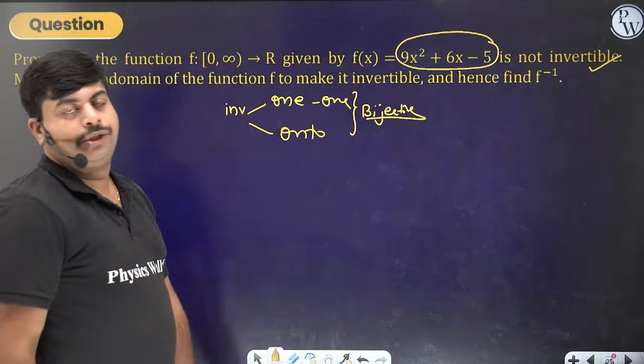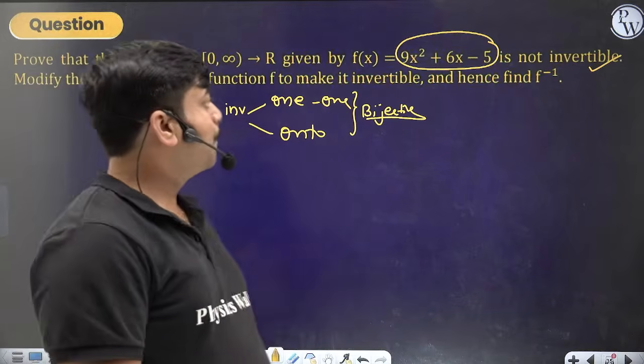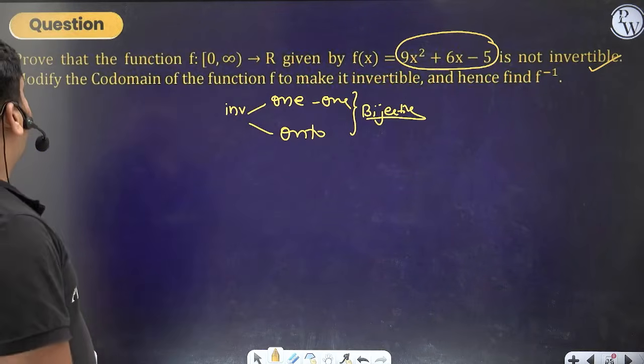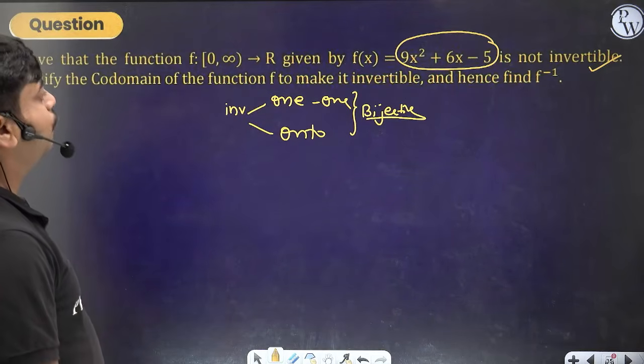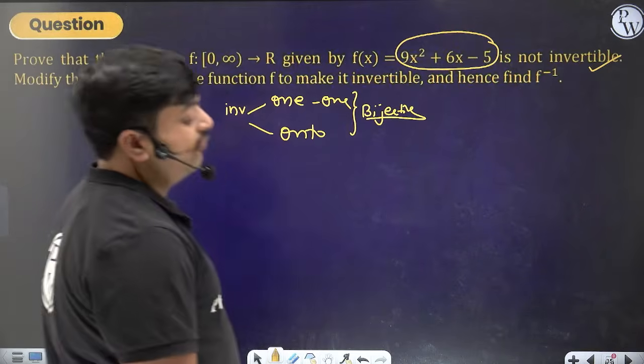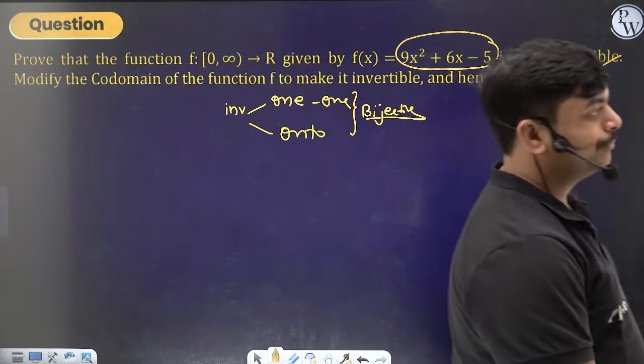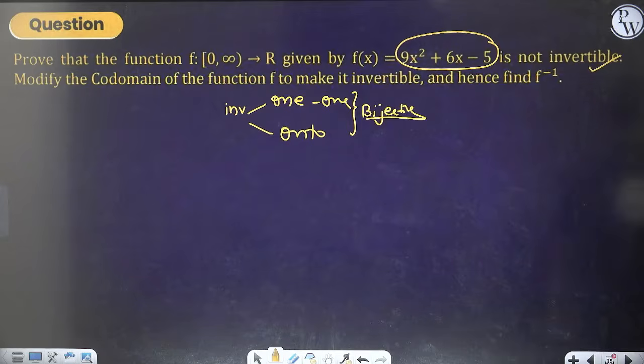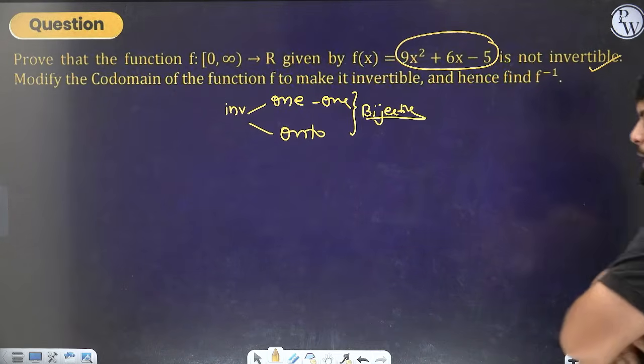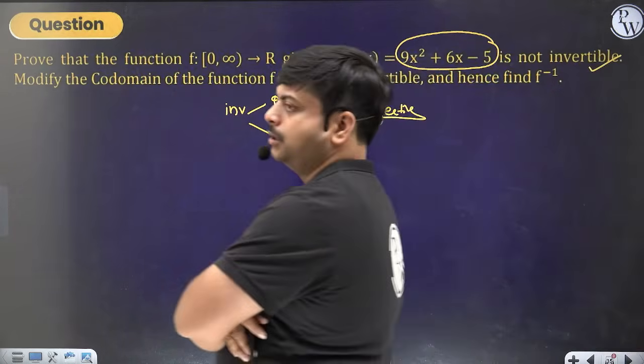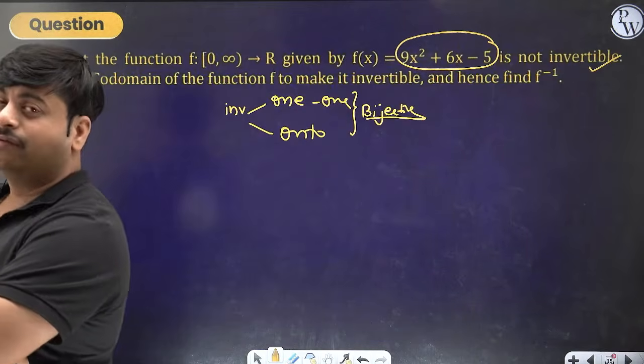It should be bijective. Okay, so modify the codomain of the function f to make it invertible and hence find f inverse. So tell me what to do here. We need to modify. First of all, we need to prove that it is not invertible. How to prove that? Till now, what we did, f inverse. So how to find f inverse for this?